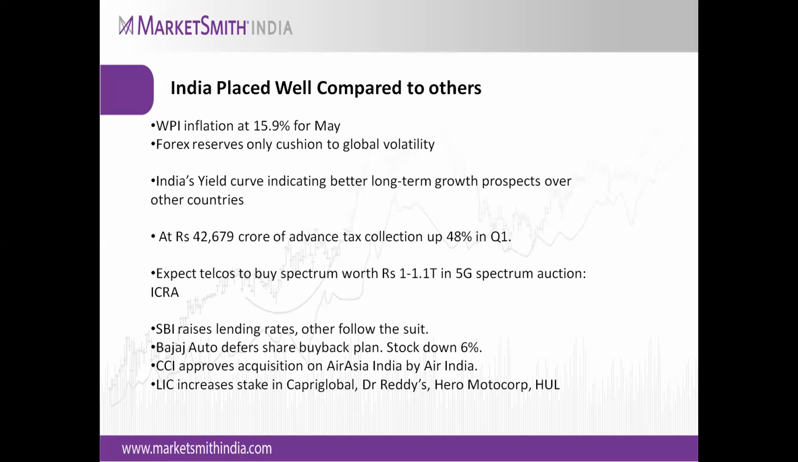And for the first quarter, April to June 2022, advance tax collections came in at 42,000 crores. It is up nearly 48% on a YoY basis, which is a good sign for the Indian economy. According to ICRA, the government is going to sell the 5G spectrum in the coming months. Telecom companies are expected to buy the spectrum, spending around 1 lakh crores to 1.1 lakh crores. This will come into the government's equity, so their fiscal deficit will not be hampered by this.